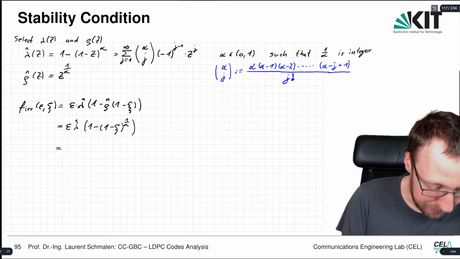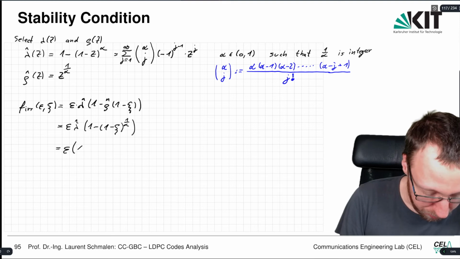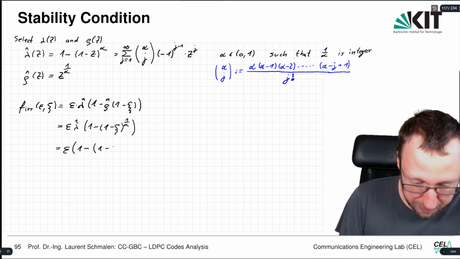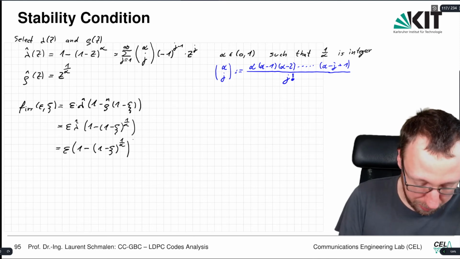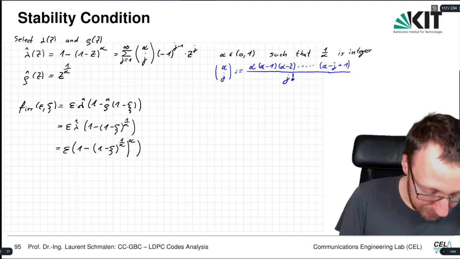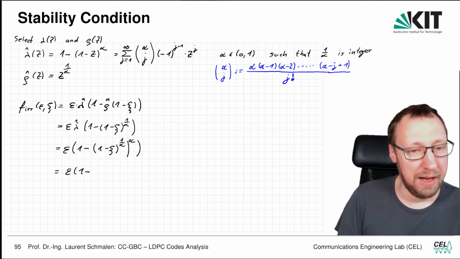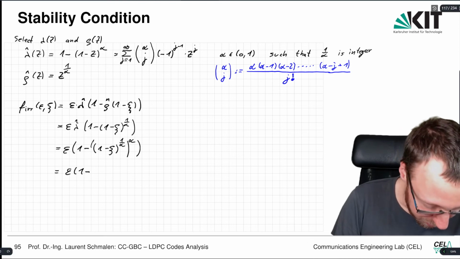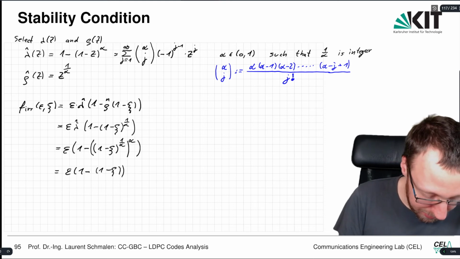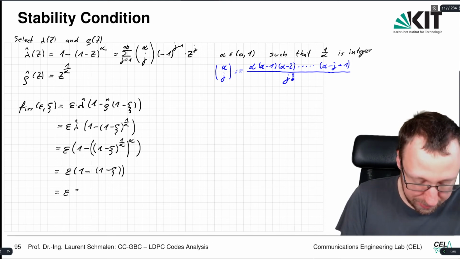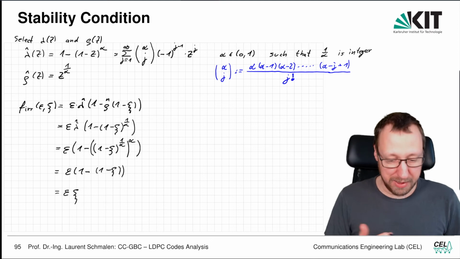And then we insert lambda hat. So this is epsilon times 1 minus c to the power 1 over alpha, the whole thing to the power of alpha. And this is equal to epsilon times 1 minus, so the exponents cancel each other out. And there's a parenthesis missing here. So we have 1 minus c. And this is equal to just epsilon times c. So f irregular of epsilon and c is equal to epsilon times c.